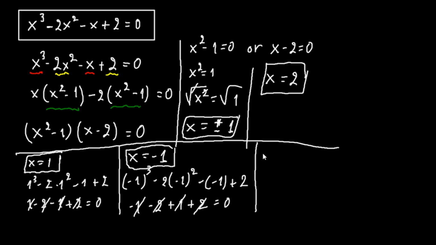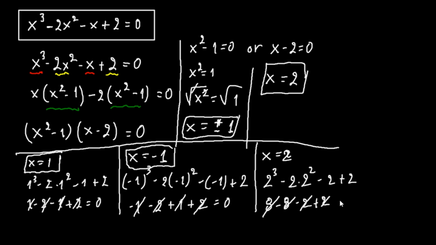Okay. Now let's do for our third solution, x equals to 2. So we have 2 to the third minus 2 times 2 to the second minus 2 plus 2. This is 8. This is minus 8 minus 2 plus 2. So this and this are gone, this and this are gone, equals to 0. So all three solutions are right for this equation, so we can accept them.